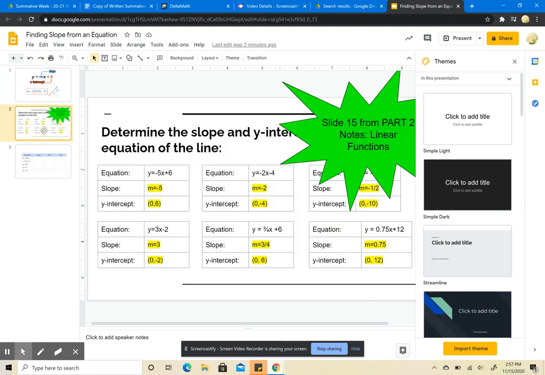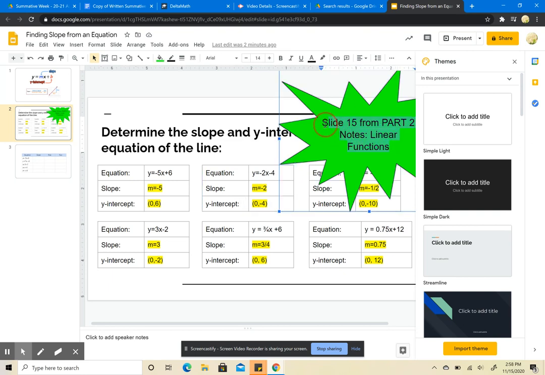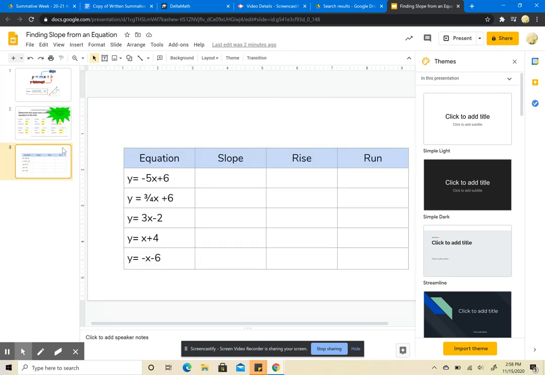This is just a reminder that on slide 15 of your part 2 notes on linear functions, we actually practiced finding the slope and the y-intercept from an equation. So make sure you take a moment to review this slide in your notes from part 2 of linear functions. But today we're going to talk about what that means graphically.